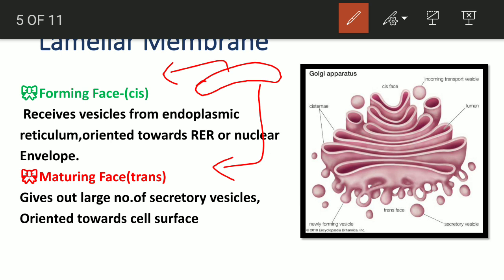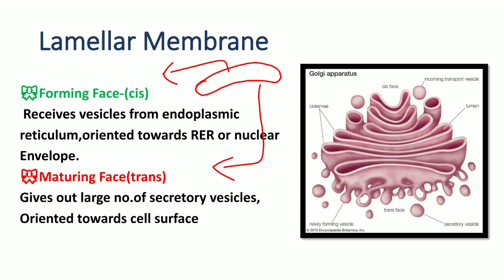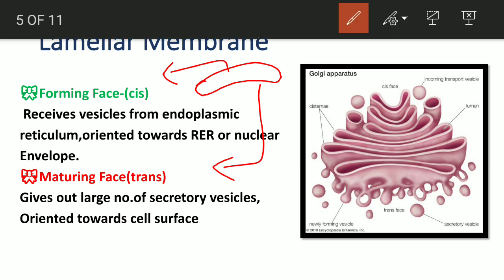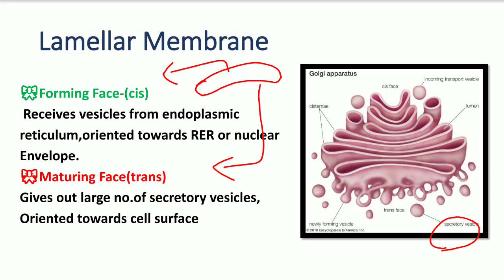The two phases have their own function. The forming phase receives vesicles from endoplasmic reticulum and is oriented towards rough endoplasmic reticulum or nuclear envelope. And the maturing phase gives out a large number of secretory vesicles. We can see here they are giving out secretory vesicles and they are oriented towards the cell surface.